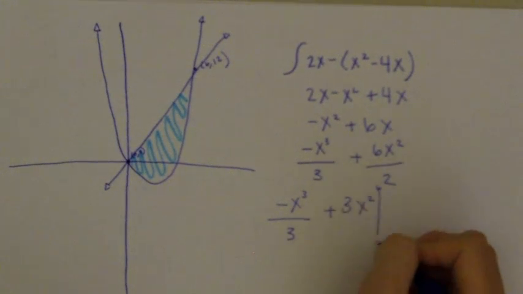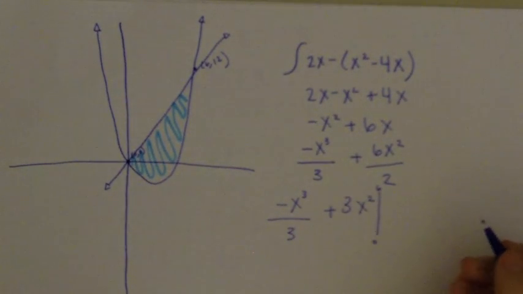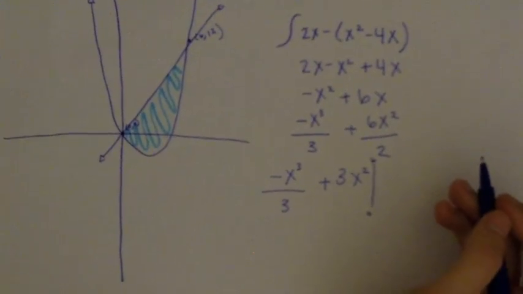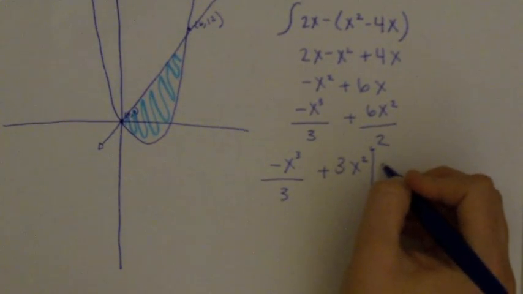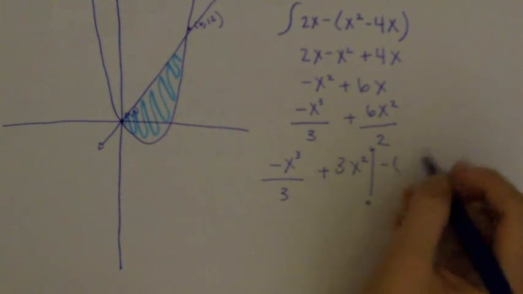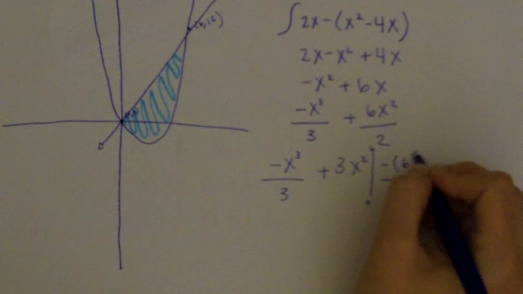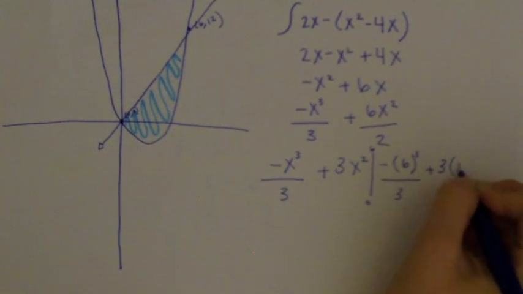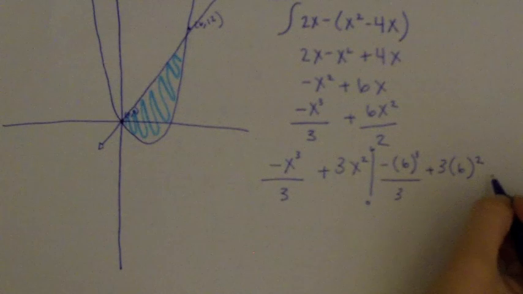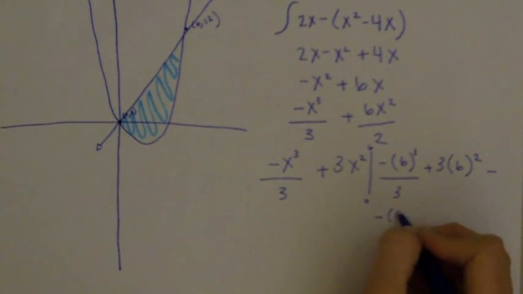according to the graph. So now you plug in 6 for the x's, minus the same equation with 0 plugged in for x. So we have negative 6 to the power of 3 over 3 plus 3 times 6 to the power of 2, minus 0 to the power of 3 over 3 plus 3 times 0 to the power of 2.